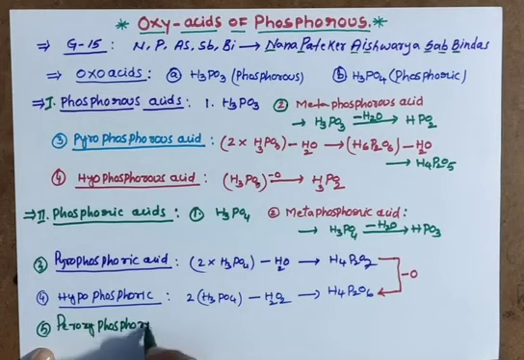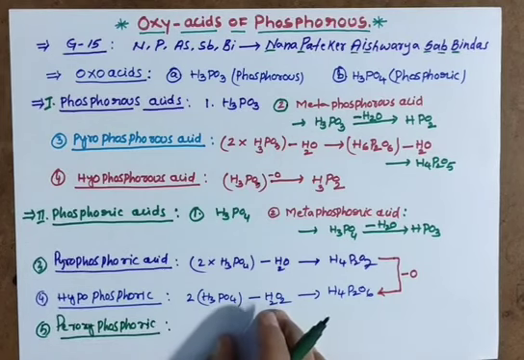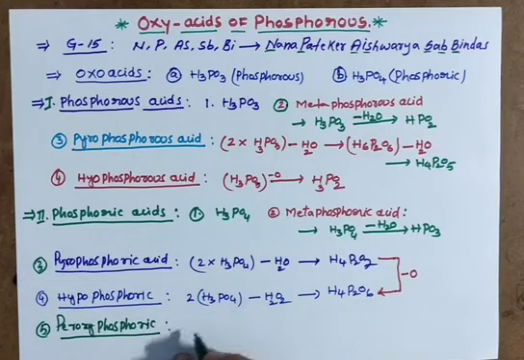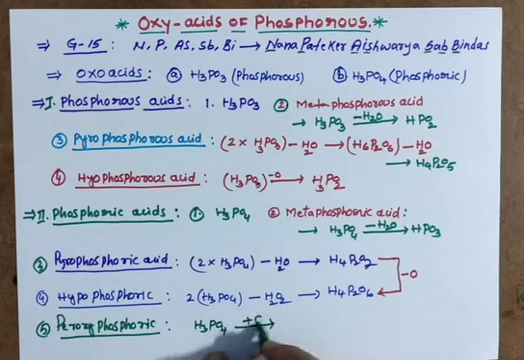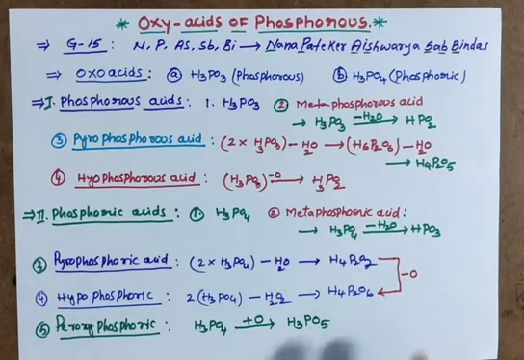Peroxyphosphoric acid. Very important. How do you get peroxyphosphoric acid? Very easy. H3PO4 is phosphoric acid, and you simply add one oxygen. Then you get H3PO5. This is the simplest trick to remember.